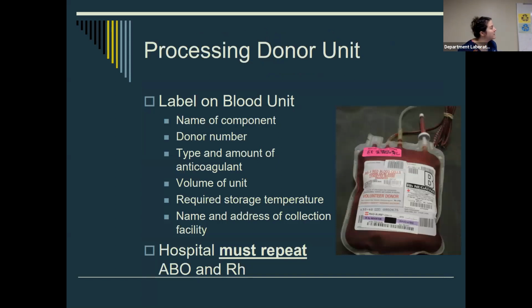All right, so processing the donor unit, what happens next? Now you have all your individual components. Labeling, again, is very important in blood bank. This is what a unit looks like if you haven't ever seen it. Notice on the unit you'll have your product. So this is red blood cells, and it has AS1, which is one of our additives. So that's what's in there.